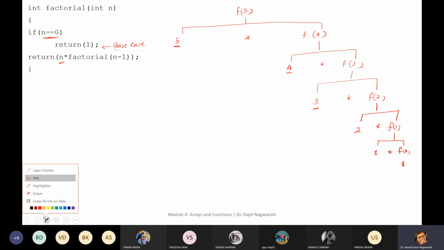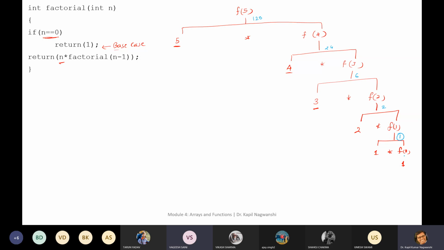Now see, recursion will start from the base case. So it will always start from here. This will return 1. 1 multiplied by 2 is 2. 2 multiplied by 3 is 6. 6 multiplied by 4 is 24. 24 multiplied by 5 is 120. Is it clear to all of you?